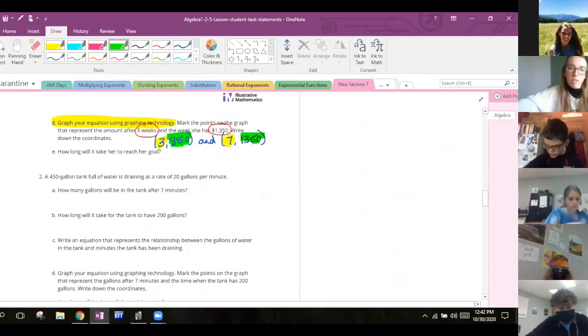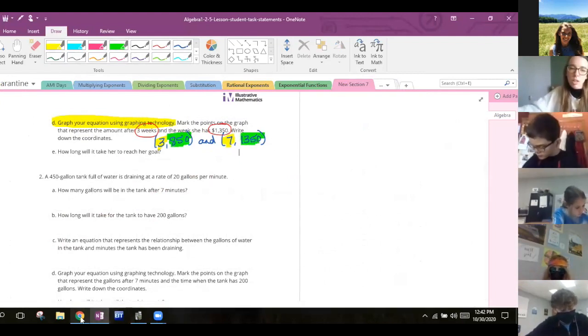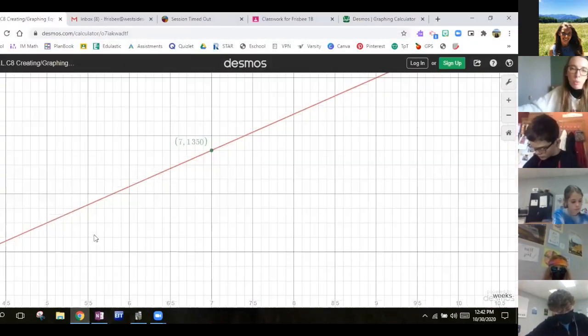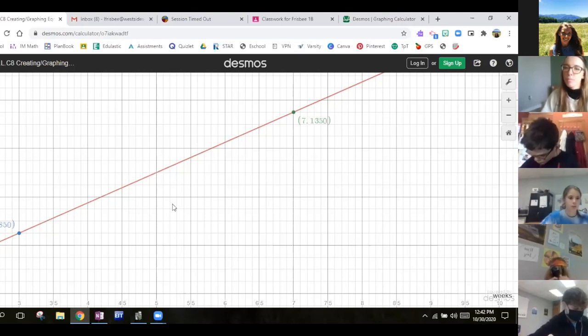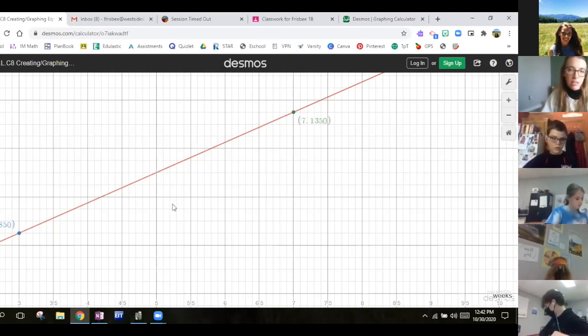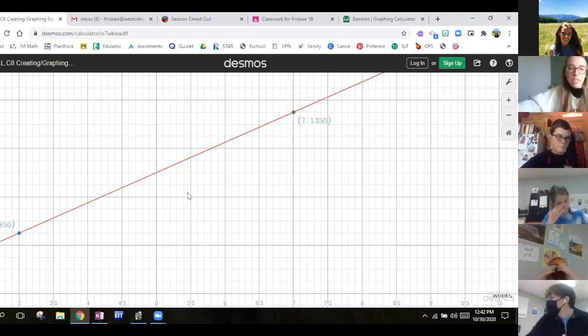Looking at that, we know that our X value always told us the week, and our Y value always told us the amount of money that was in the account. What did you also notice about the 2 points we looked at? What do you notice about them that we've talked about prior to this? They're both on the line. Okay, so if they're both on the line of this equation, what does that tell us? They're solutions.